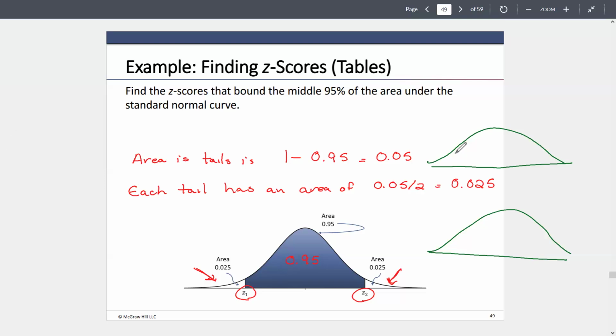So what I'm looking for, if I want my z1, is the area to the left using my z-table. That is 0.025. If I need my z2, remember that what's in this tail is 0.025. So what's left here is going to be 1 minus 0.025, or 0.975.